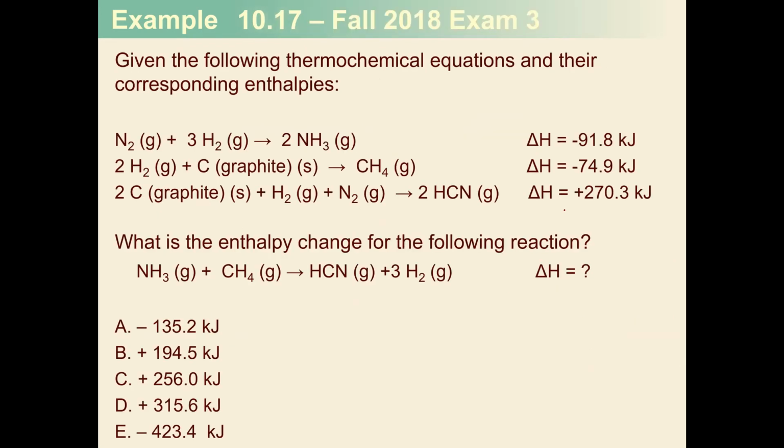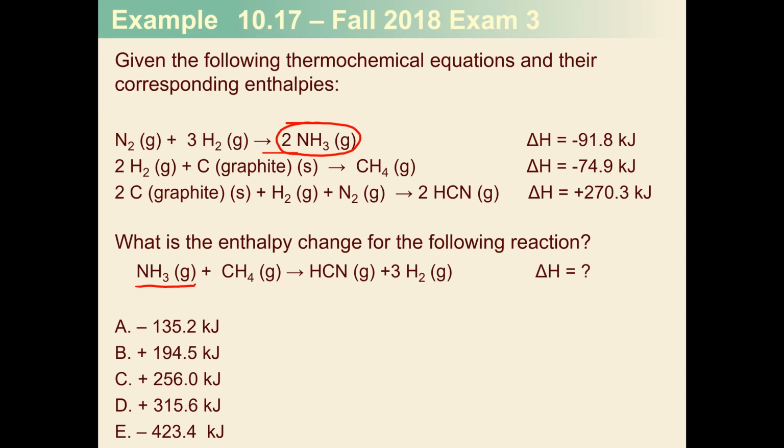For our last example, we are now going to look at a fall 2018 exam question. Given the following thermochemical equations and their corresponding enthalpies, please write the enthalpy change for the following reaction. So you will notice that I have 3 reactions that I would like to use to go and build the bottom reaction. So as you can see on the top, my ammonia needs to be sent to the other side. I also need to go and divide it by 2.